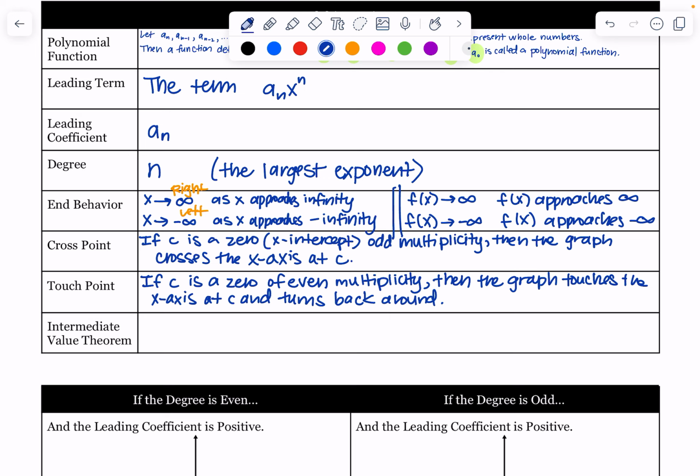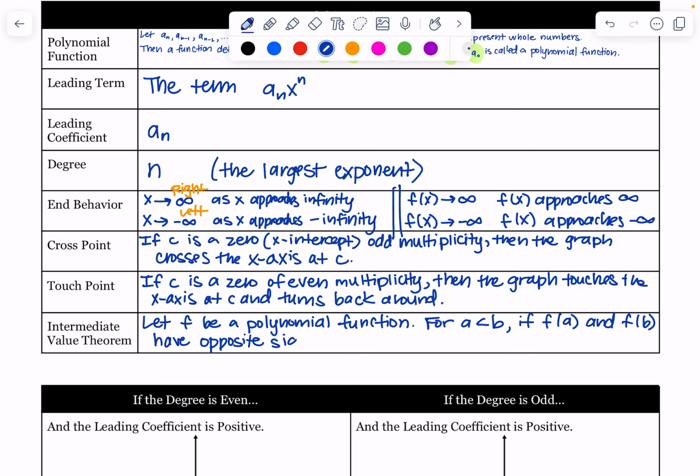Okay, the intermediate value theorem says let f be a polynomial function. For a less than b, if f of a and f of b have opposite signs, then f has at least 1, 0 on the, I'm running out of space, interval a to b.